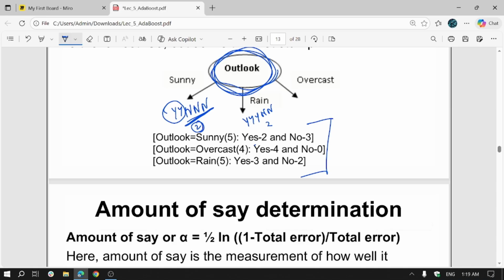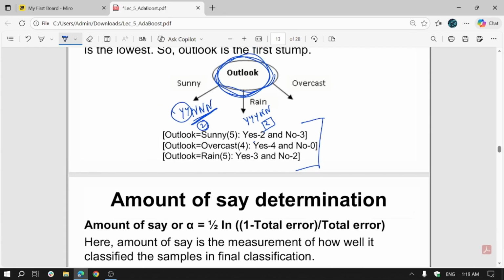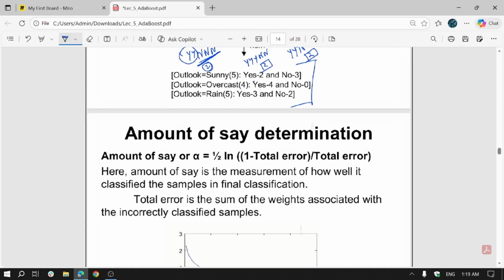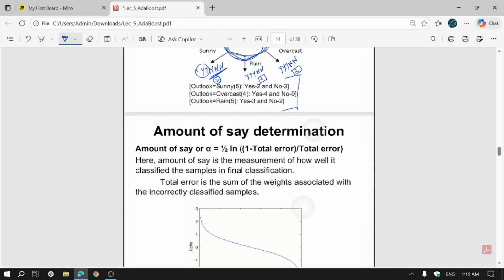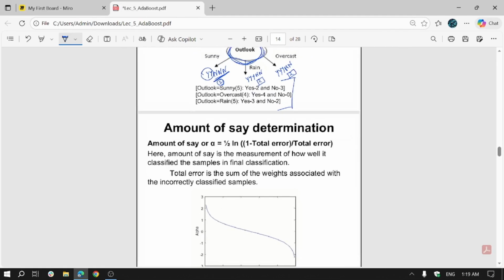The same way we find it for overcast. Here you can see there are 3 yes and 2 no. So the expected result is yes, but we get 2 no. So the misclassified data is 2. Then we have to find the total error.